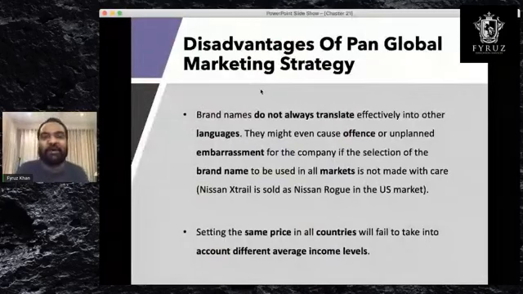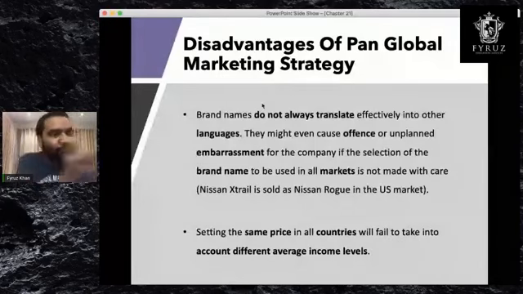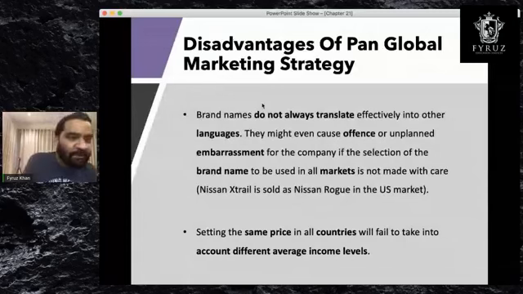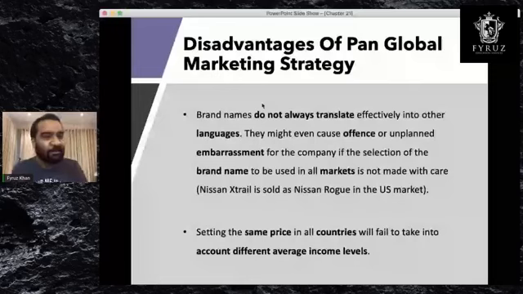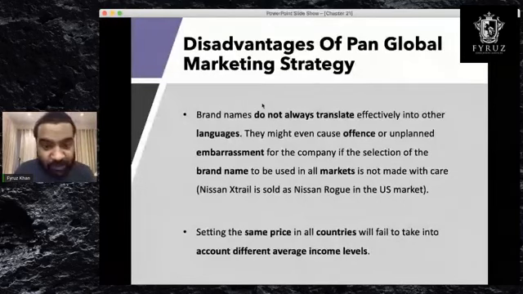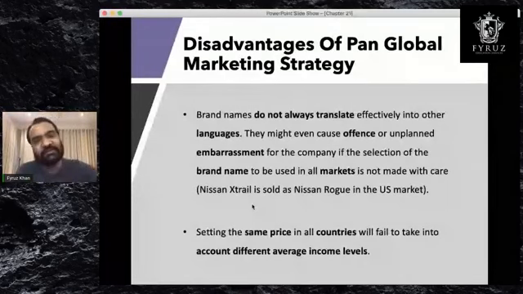So the disadvantages of pan global marketing strategy is that it is not always transferable in languages, as in my example of Nissan Rogue and Nissan X Trail. Something in Bangla may mean something completely different, and when you translate it into Chinese, it may mean something offensive. So you have to be careful. You may sell beef burgers in America, but you can't sell them in India. You can sell pork in America, but not in Bangladesh because it's an Islamic state. And you cannot set the same price because income per head is different in different countries. So these are the disadvantages that we have talked about.